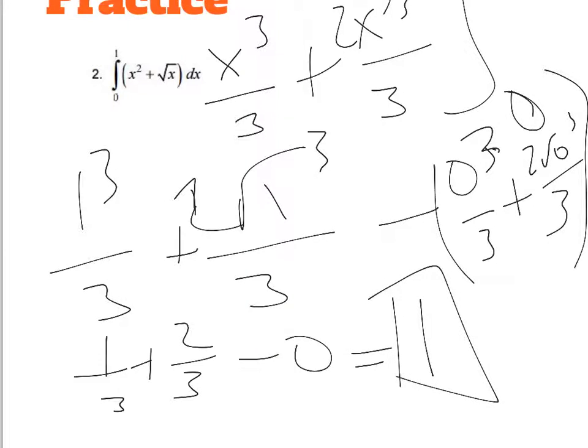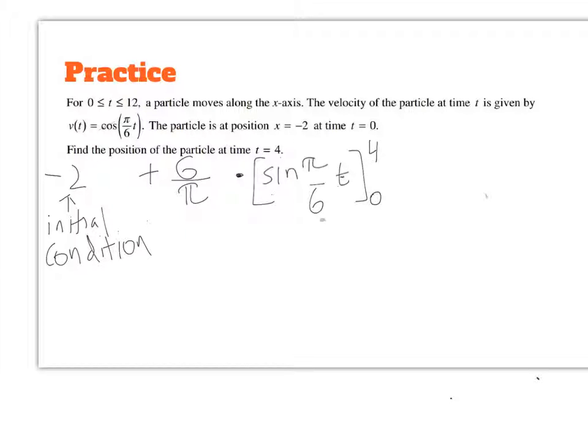There you go. Okay, so for this problem, you have to find the position, which is the antiderivative of the velocity. So you have your initial condition, which is -2. And then you have to do a little bit of, I guess you could call it u-substitution, to get the coefficient of the antiderivative, which is just going to be the reciprocal of the coefficient in the argument, which is 6 over pi, and then times the antiderivative of the velocity, which is going to be sine of pi over 6 t, evaluated from 0 to 4.